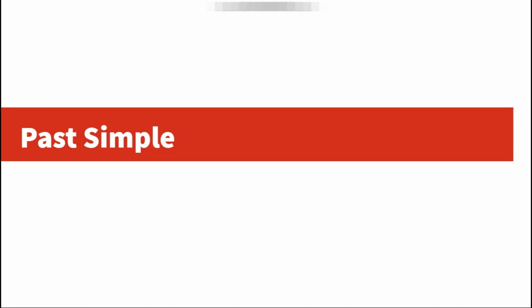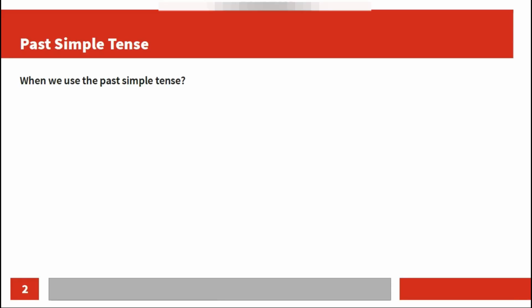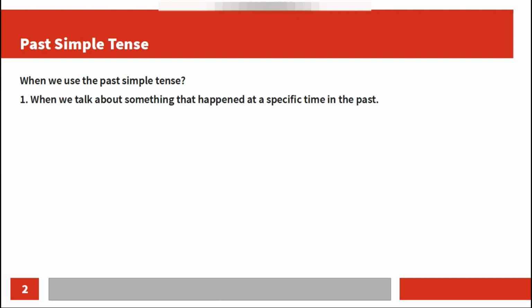Today I'm going to talk about the past simple tense. First, I'll tell you about the situations in which you use this tense, and the second part is about the structures. Now, when you use this tense. First, when we talk about something that happened at a specific time in the past. For example, she arrived at 4 o'clock in the morning.